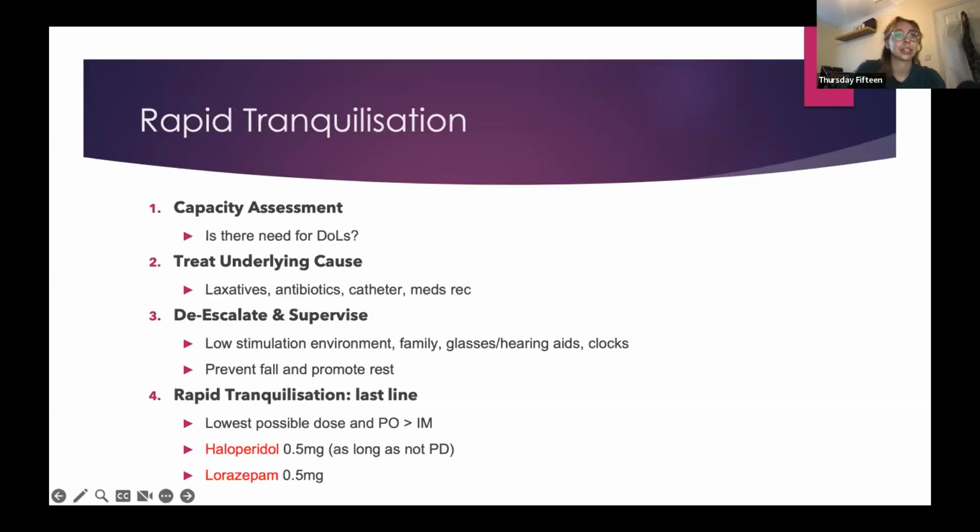So rapid tranquilization. If we're getting to the stage where the patient is a risk to themselves and a risk to other people, the first thing that we need to do is a capacity assessment. So does this patient have capacity at the moment? Is there a need to put this patient under a DOLS? Because if we're going to give someone medication to sedate them, then the patient needs to be under a DOLS. Then we treat the underlying cause.